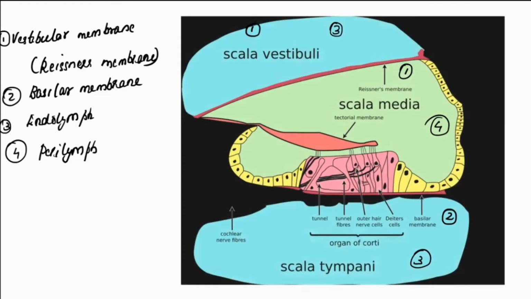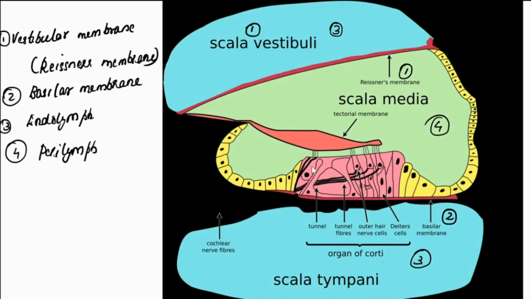Then next is a detailed structure of a cross section of this cochlea. Three channels we can see here: scala vestibulae, scala media, and scala tympani. Scala vestibulae is separated from scala media by a membrane called the vestibular membrane or Reissner's membrane. What's the name of that membrane? This brownish portion is called the vestibular membrane or Reissner's membrane.